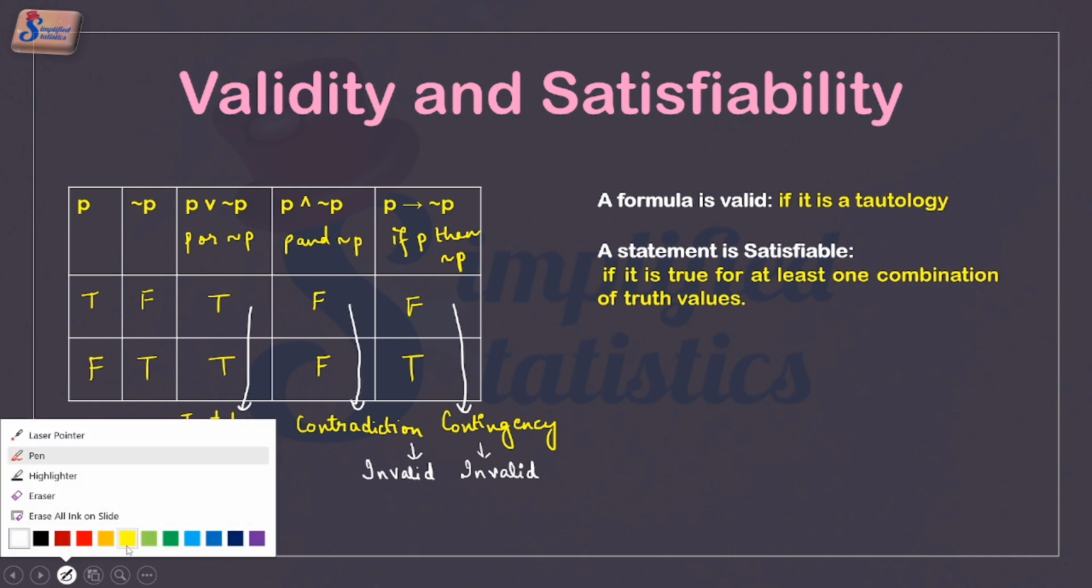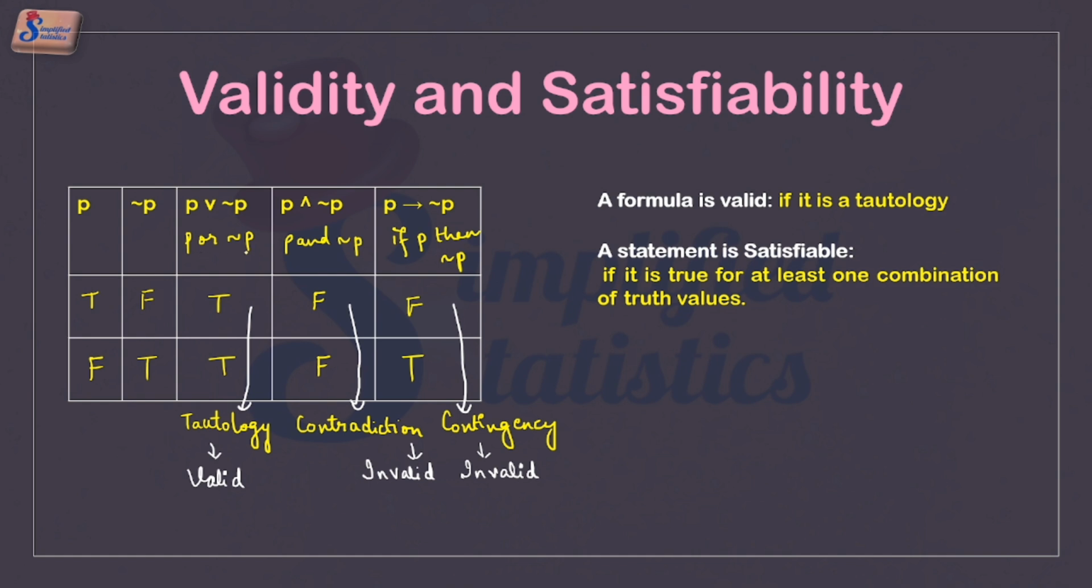For example, we need at least one combination that is true. In case of P or negation P, at least one true value we have got, so this is satisfiable. In case of P and negation P, there is not even a single true value, so this is unsatisfiable, because here we don't have even a single true value. But for satisfiability, we need at least one of the combinations to result in true, then it is satisfiable. And in case of if P then Q, at least one of the combinations leads to a true value. So this is also satisfiable.